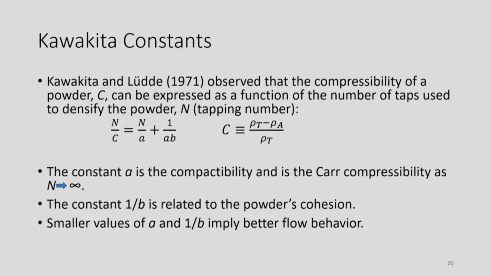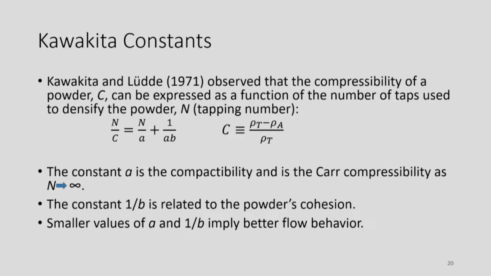Okay. So if you know the tap density and bulk density, you can get this N, and the constants A and B. You can know a little bit about their flow properties and compressibility. Constant A is related to compactability, how much the powder compacts when you tap, and it's very related to the Carr's index. 1 over B is related to the powder's cohesion and flow behavior. Smaller values in general for A and 1 over B show better flow behavior.